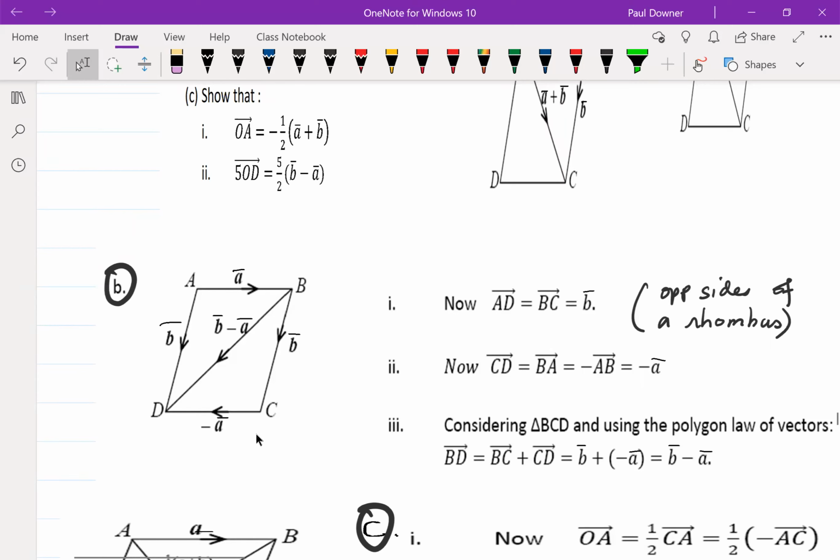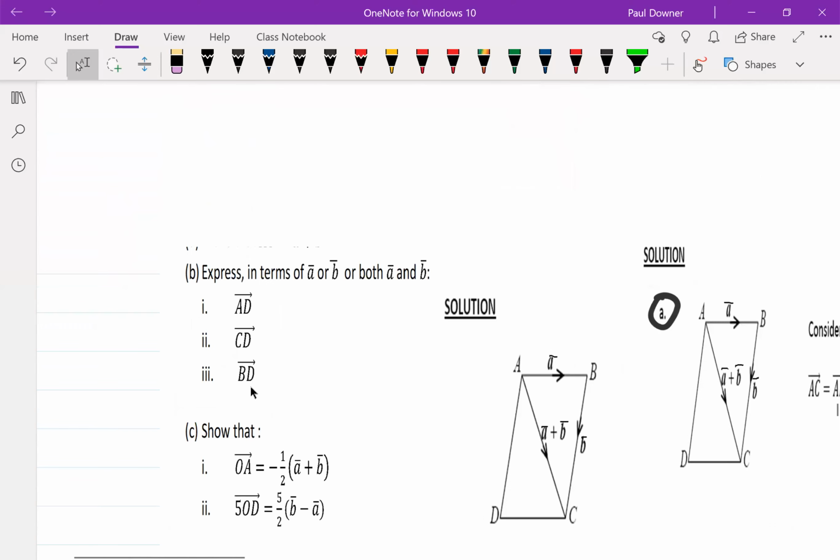So if I go down, that will be the vector B, because they told us that. And we calculated that CD is the vector negative A from up here. CD is negative A. So BD will be BC plus CD, which is B plus minus A, or B minus A. So BD is B minus A. So we did this one as well.